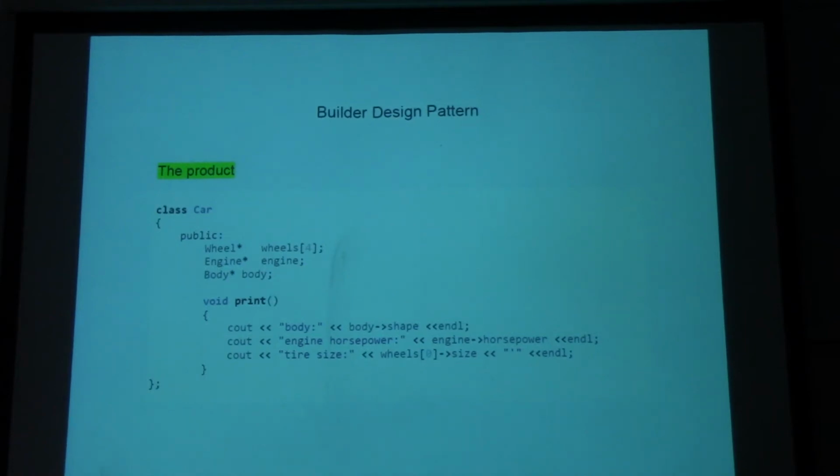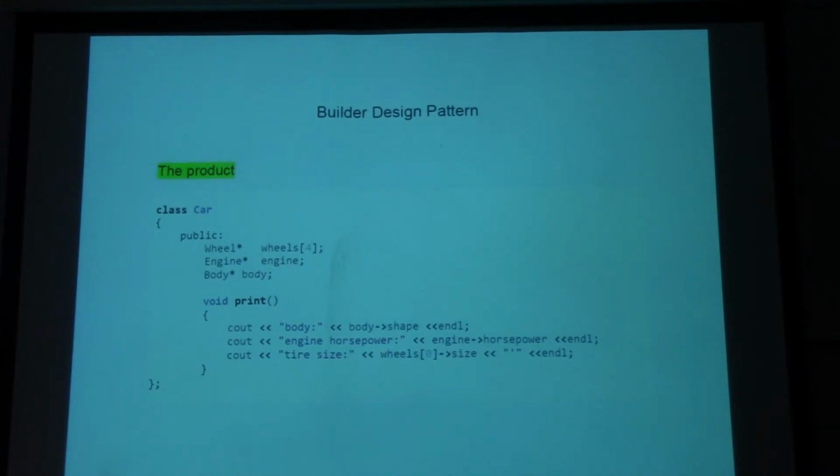So now we're going to have the car. That's going to be the product. So the car is made out of the pieces. So we're going to have an array of four wheels, if you will, an engine and a body. Notice that in C++ here we're basically using pointers. So we have an array of four wheel pointers, a pointer to the engine, a pointer to the body.